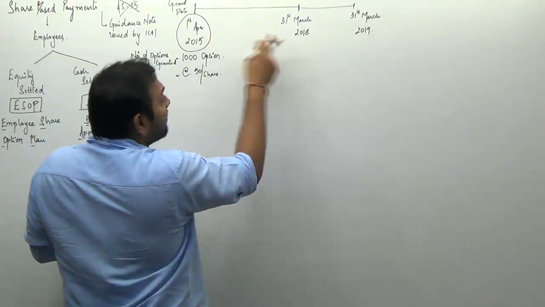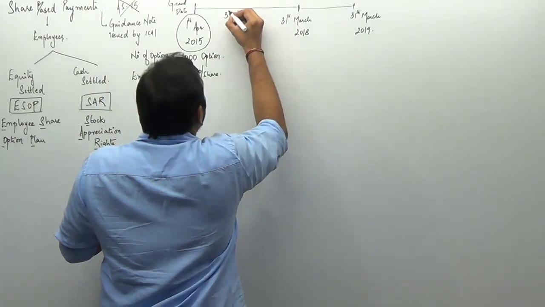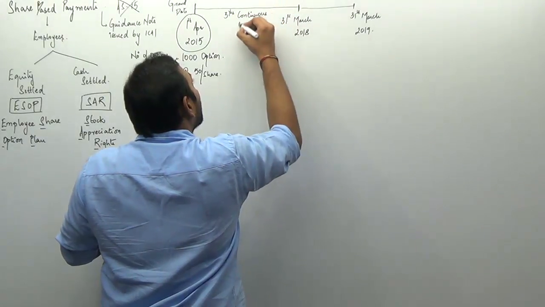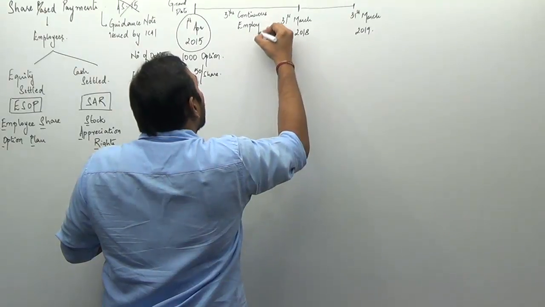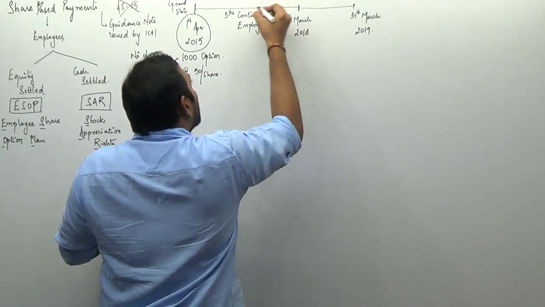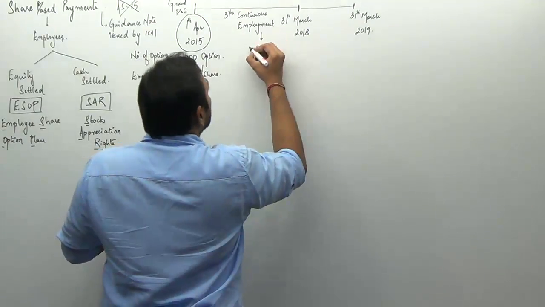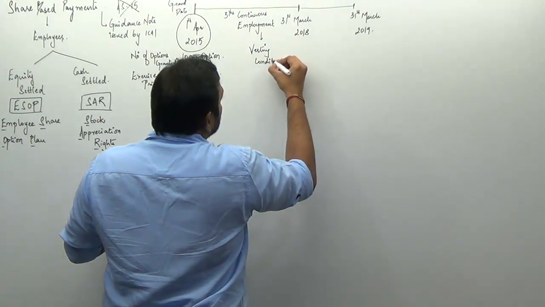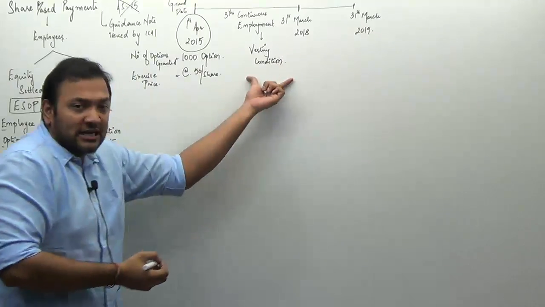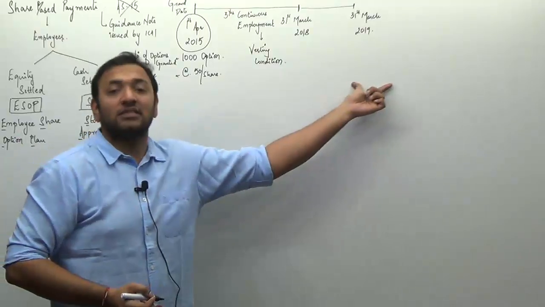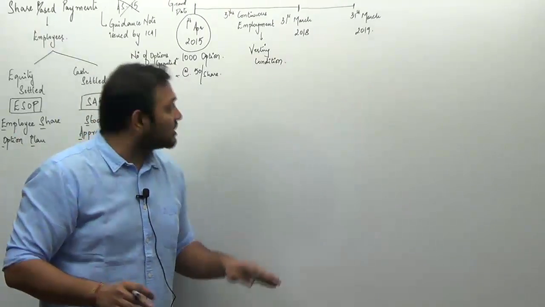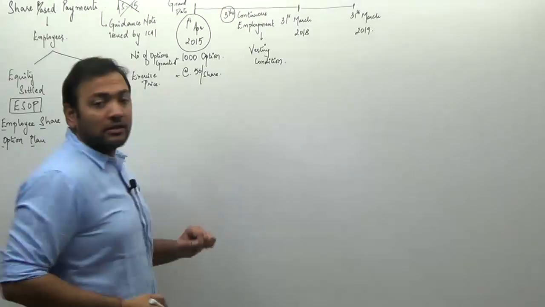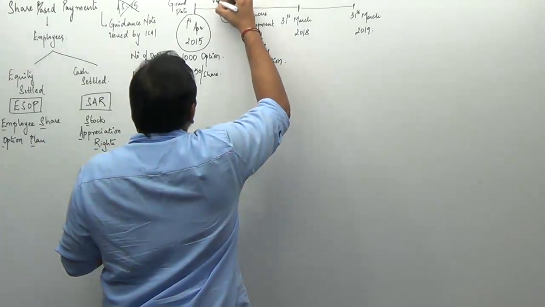What is the condition that is put up? 3 years of continuous employment. This continuous employment is called the vesting condition, because on satisfaction of this vesting condition, the options granted will vest. Otherwise, I cannot exercise these options at all. How many years should I satisfy this vesting condition for? 3 continuous years. This 3 years is called the vesting period.